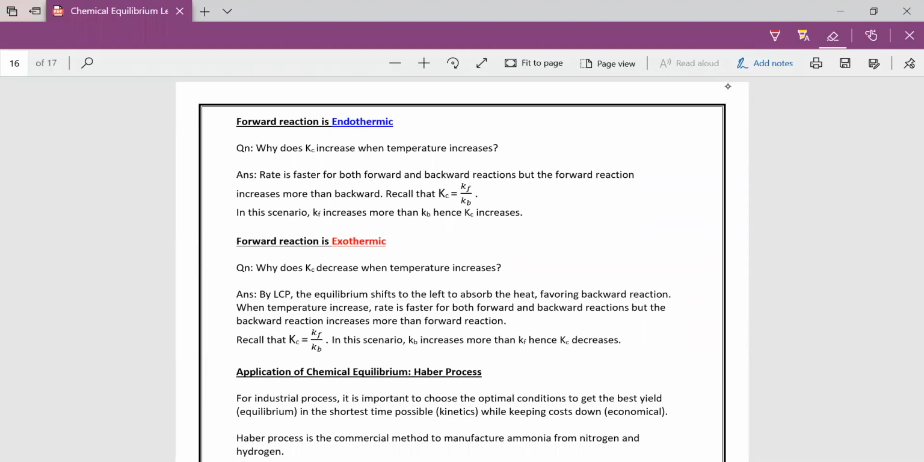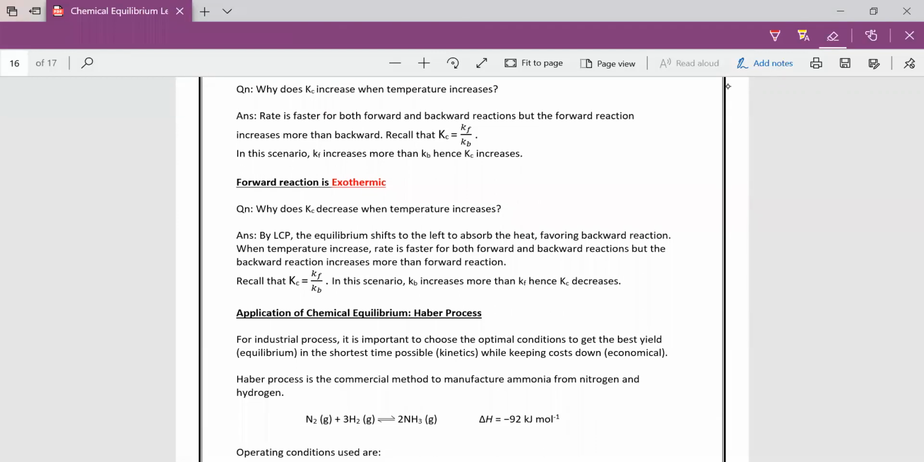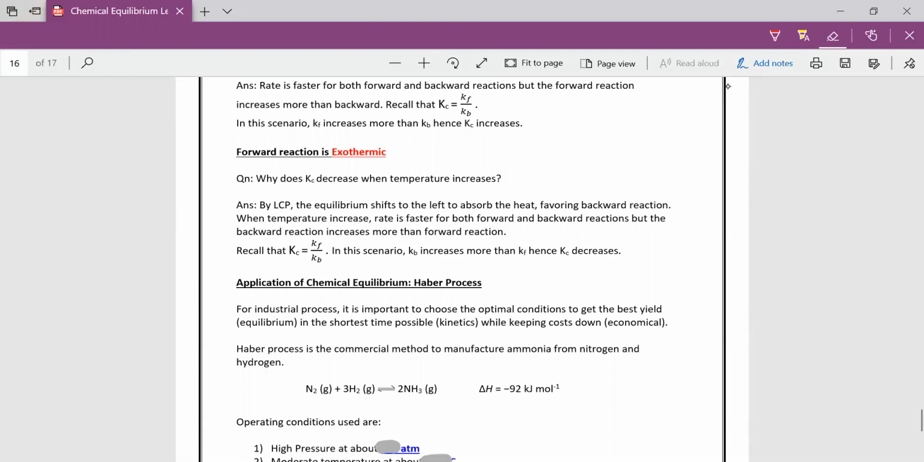So the forward reaction is endothermic. The question is, why does Kc increase? Because the rate is faster for both forward and backward, but the forward reaction increases more than the backward. So overall, your Kc would increase. The explanation for why Kc decreases for exothermic reactions is roughly the same. So if you read through, you understand it.